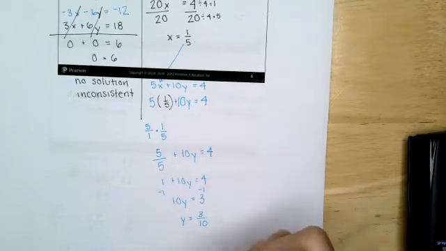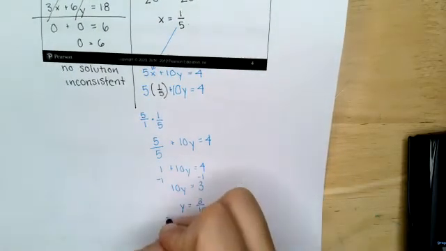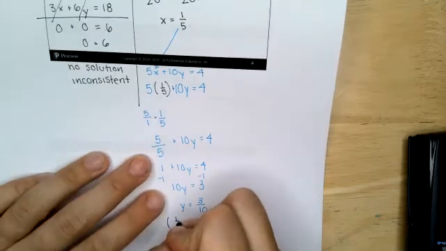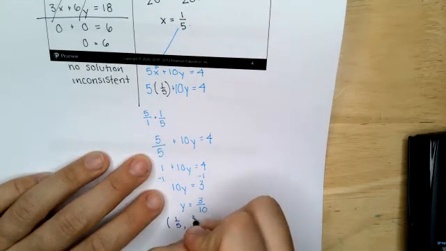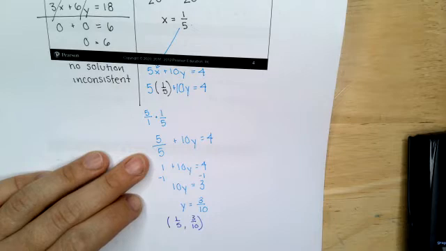When x is 1/5, y is 3/10. That was a hard one. So that is my point: 1/5, 3/10. They should intersect there.